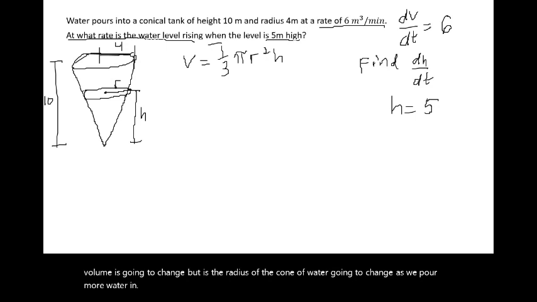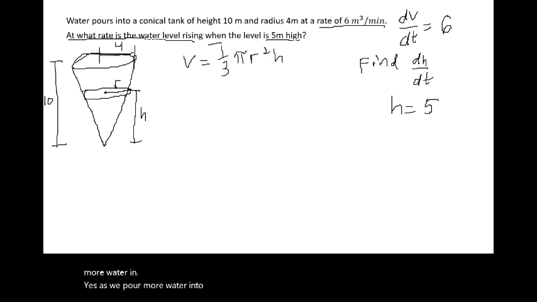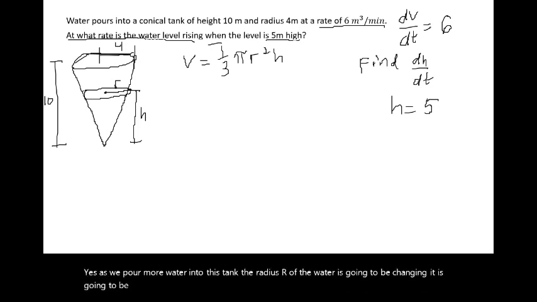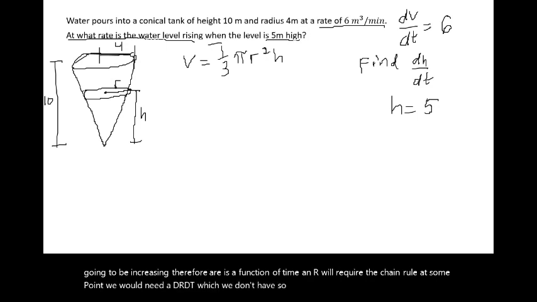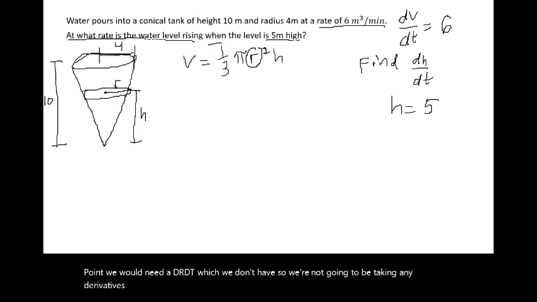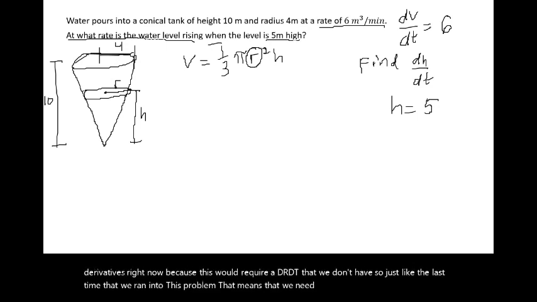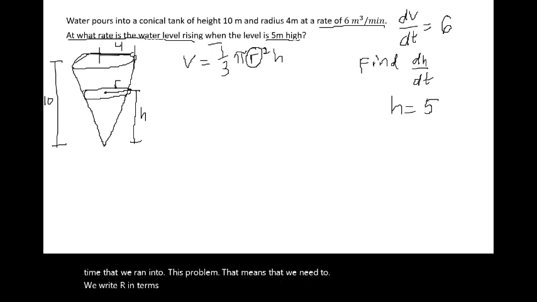Yes, as we pour more water into this tank, the radius r of the water is going to be changing. It is going to be increasing. Therefore, r is a function of time, and r will require the chain rule. At some point, we would need a dr dt, which we don't have. So we are not going to be taking any derivatives right now because this would require a dr dt that we don't have. So just like the last time that we ran into this problem, that means that we need to rewrite r in terms of the height h.